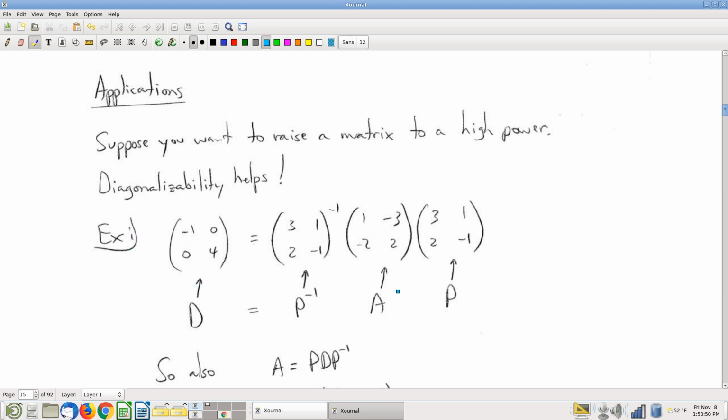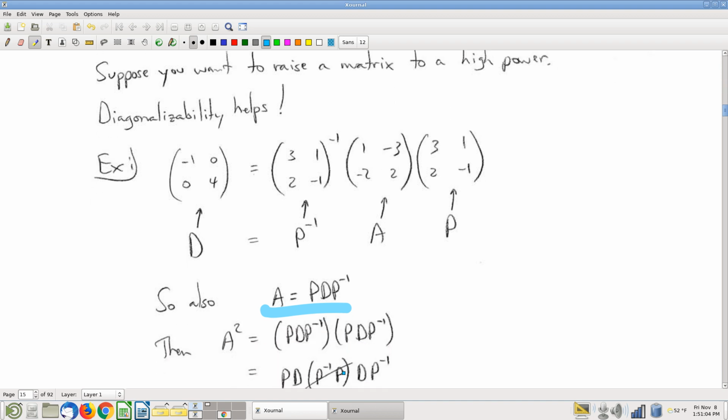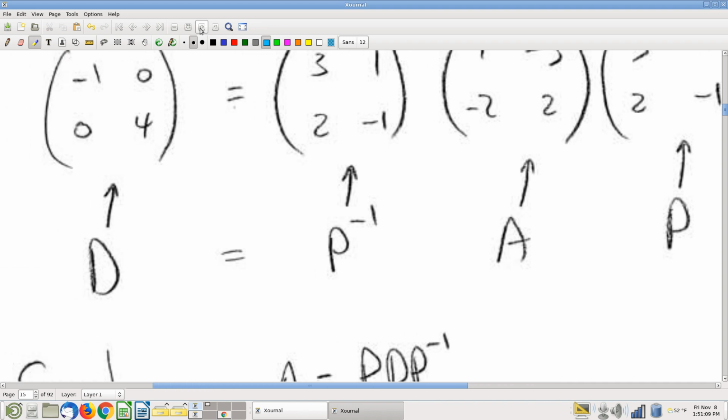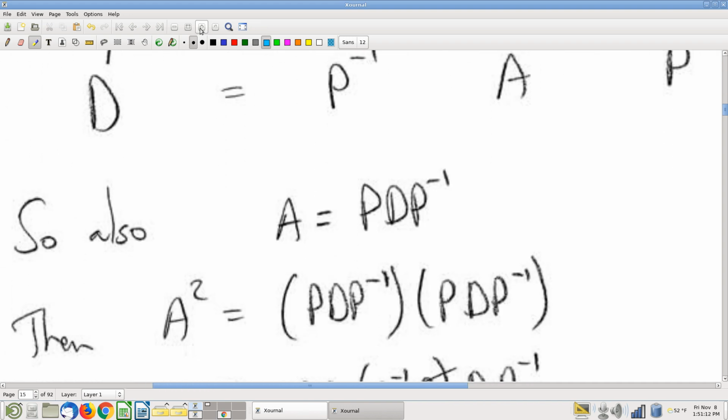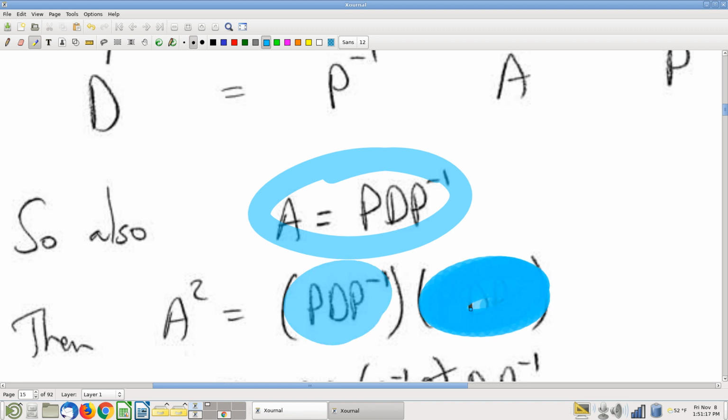So not only is D a conjugate of A, but it is also true that A is a conjugate of D just by moving the matrices around. Okay, so what? Well, look what happens then when you raise the matrix to a power. Let's take A and square it, for example. Here's A. So therefore, there's A times A, aka A squared. Here's A squared. Right.